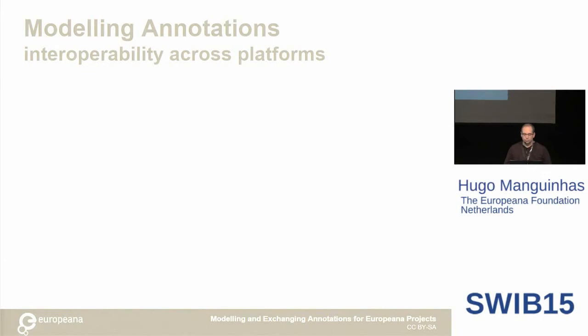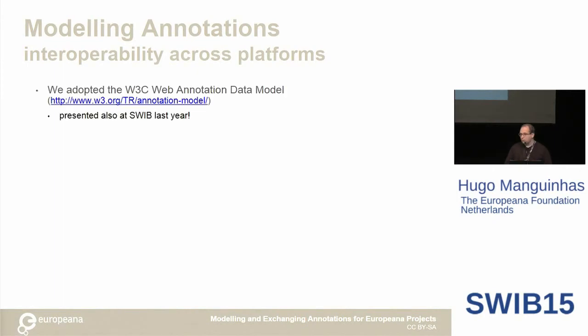A core part of this work is the modeling of annotations, to allow annotations to be interoperable across platforms. For this, we adopted the W3C Web Annotation Data Model, which was presented at SWIB last year. This specification is quite recent, but was a spin-off from a community specification, the Open Annotation Data Model, whose last version is from 2013. The Web Annotation Data Model is recent, initially starting in late 2014, and the latest update was made last month. It is based on RDF and uses JSON-LD as a format for serializing the annotations. JSON-LD is just a flavor of JSON that allows you to represent RDF data.